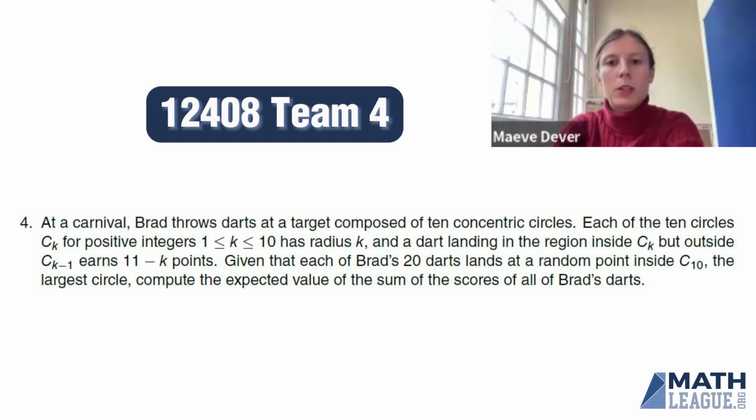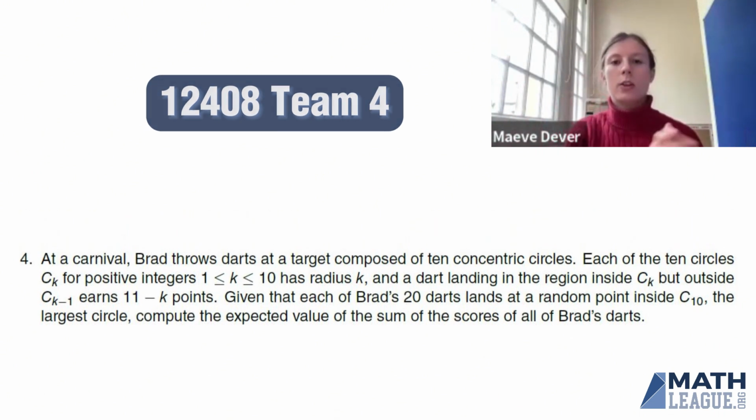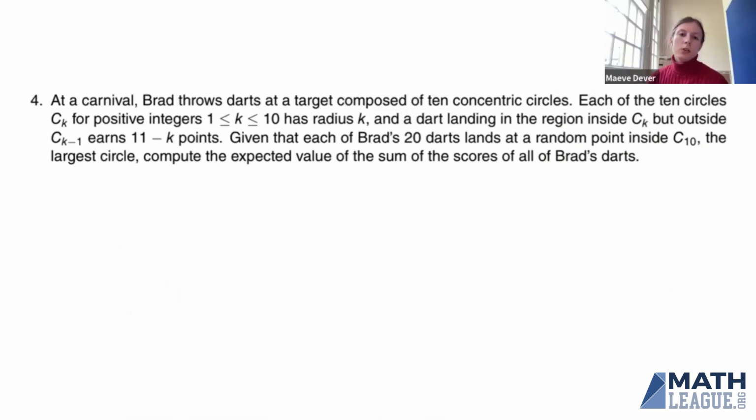This is one of those problems that looks really scary, but is really not that bad, okay? So what we've got is a dartboard made of circles, right? Circles with radius 1 through 10, and you get 1 point for landing in the biggest circle, or 2 points in the next biggest circle, or 3, all the way up to 10. So what's the expected value for each of Brad's darts? It'll be the same for each one, so we can just find it and then multiply by 20.